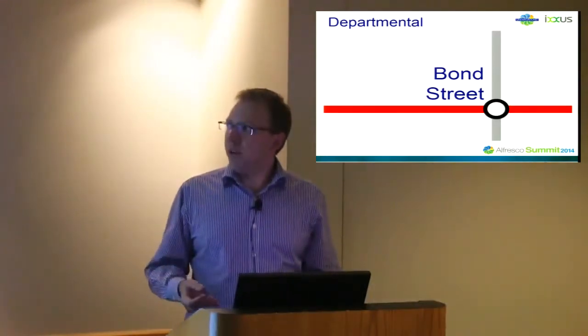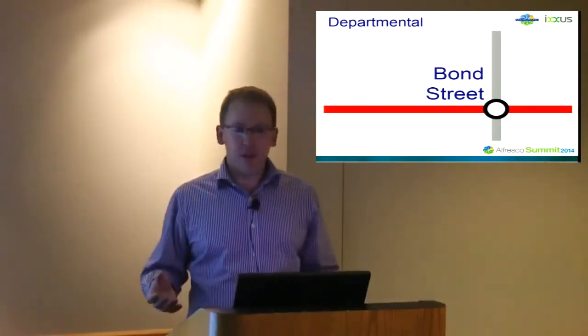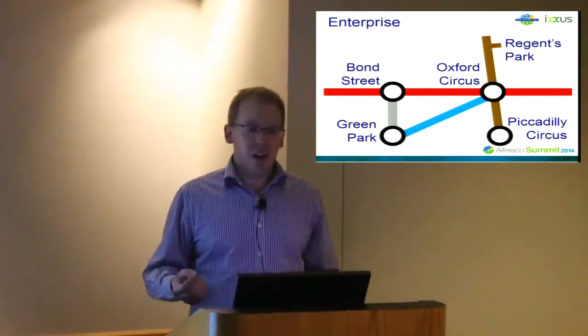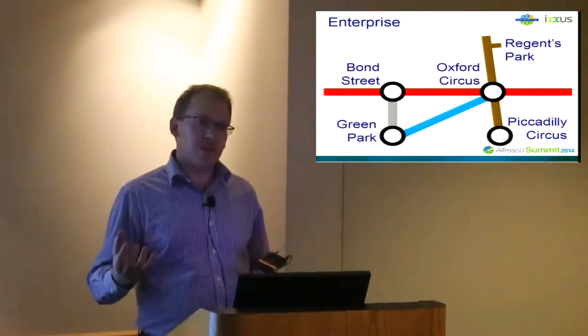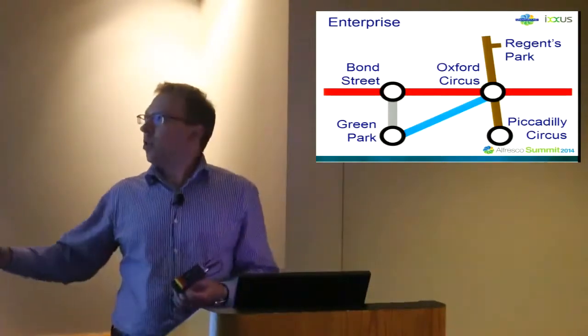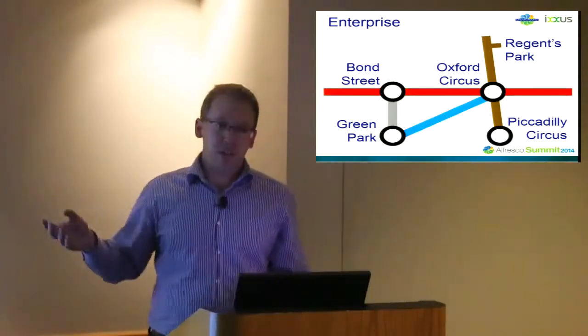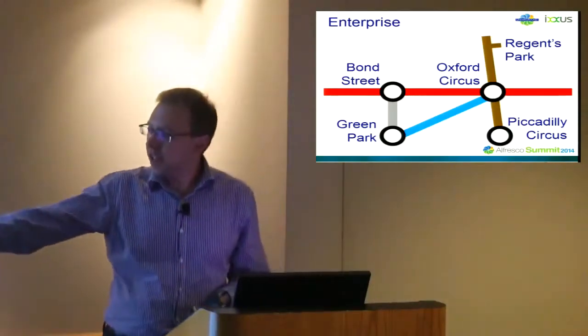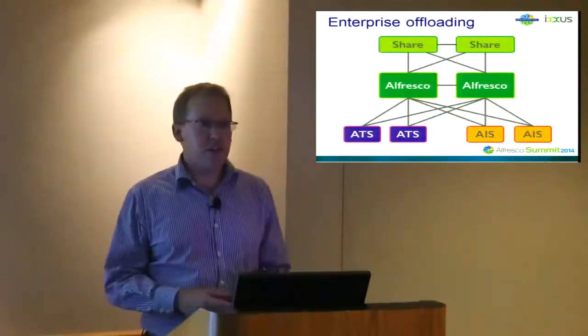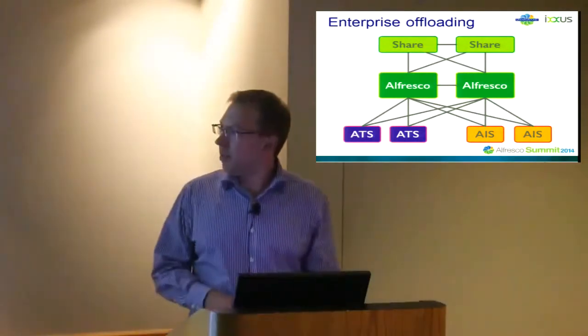When you sort of go up in the world from departmental to enterprise, we can then add in another sort of node to the cluster. So we can have Bond Street and Oxford Circus as our repository nodes. We can move share up onto its own tier, so Regent's Park up the Bakerloo line. And we've got our ATS down at Green Park and our offloaded search down the other line.